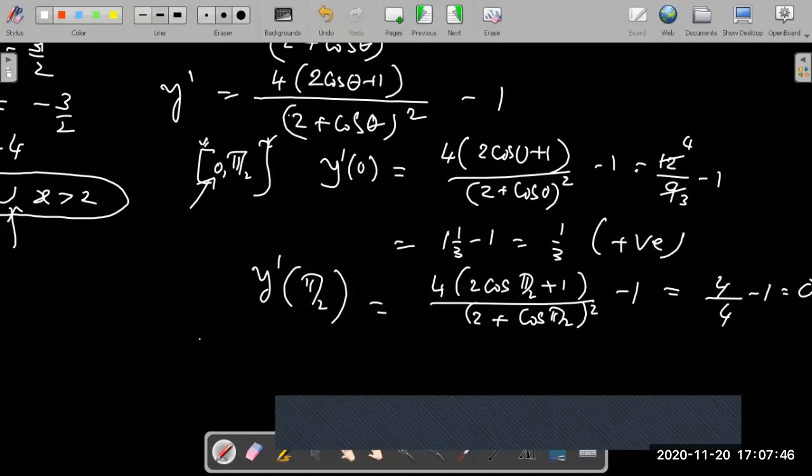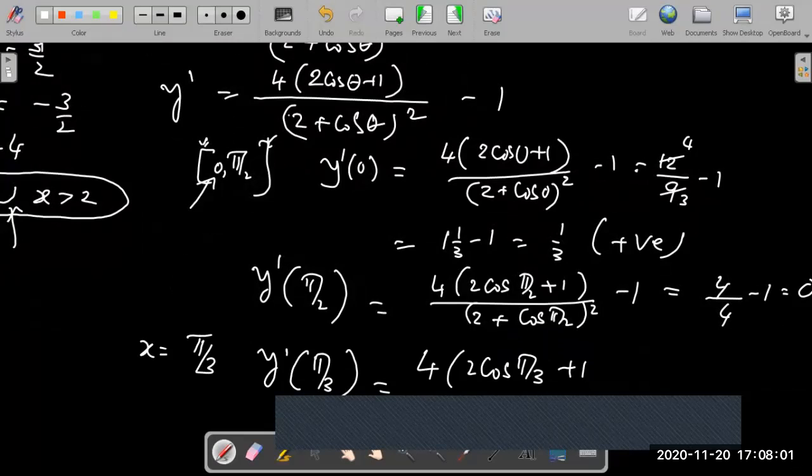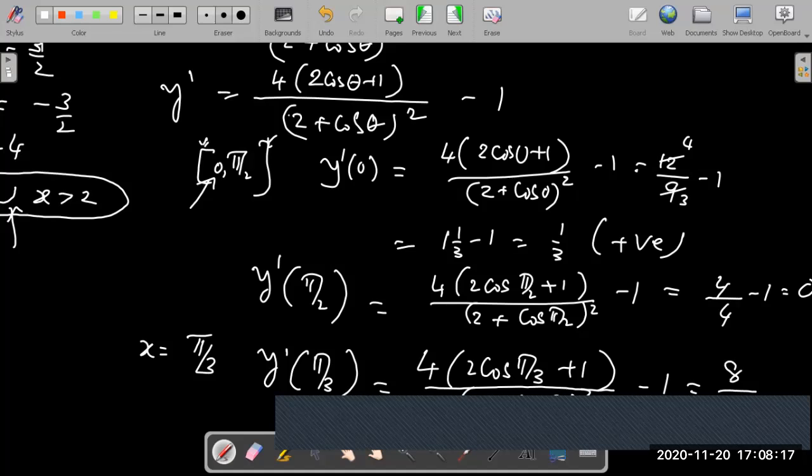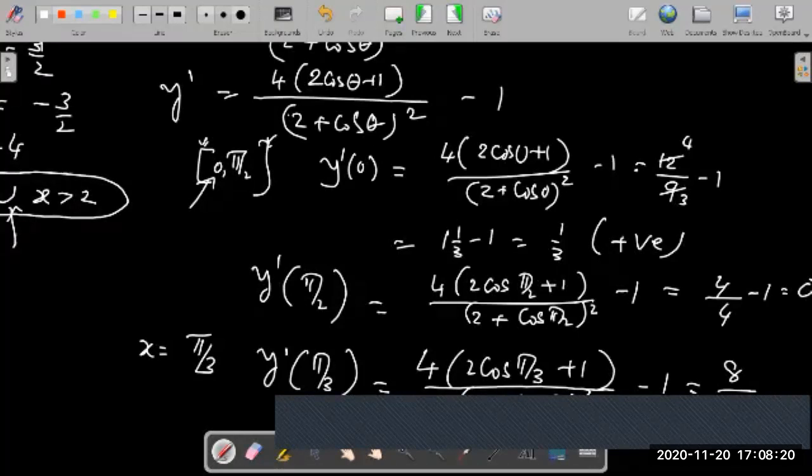Let us take x equal to pi by 3. So this is between 0 and pi by 2. So y dash at pi by 3 equal to 4 into 2 cos pi by 3, pi by 3 is 60 degrees, plus 1 divided by 2 plus cos pi by 3 whole squared minus 1. So cos 60 is equal to 1 by 2. So the 2 and 1 by 2 get cancelled. So you get 1 plus 1, which is 8 divided by, so 2 plus 1 is 3, you have 9 minus 1.